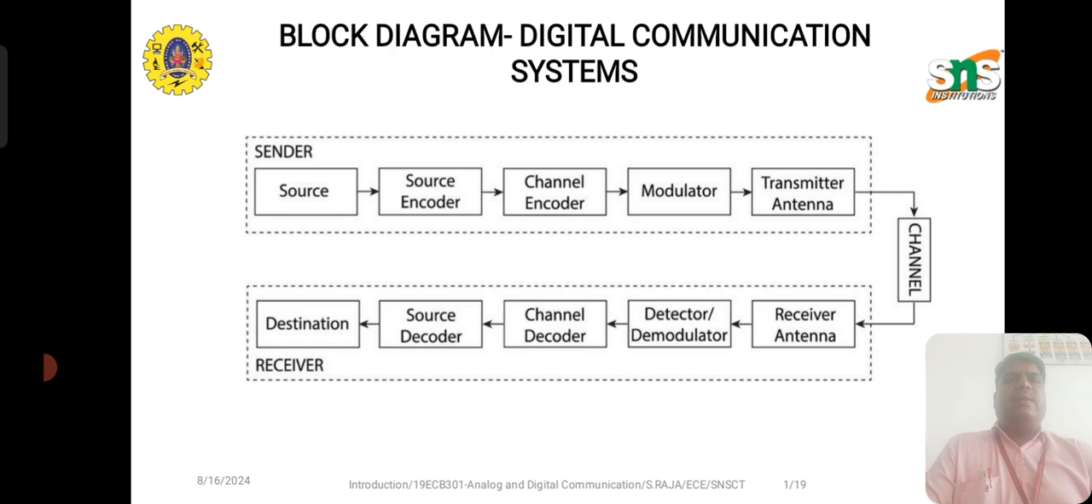So we can see individually, from the center you have a source encoder, channel encoder, modulator, and transmitting antenna. These all are connected with the receiver through a channel. Already I told you the channel may be wired or wireless. Next, in the receiver, the destination, source decoder, channel decoder, detector or demodulator, and receiver antenna are available.